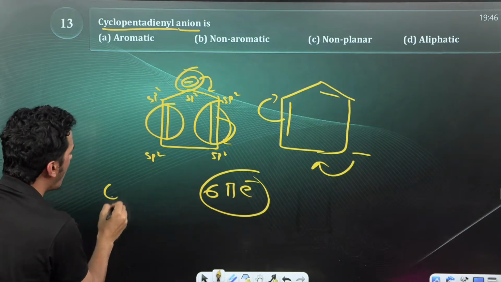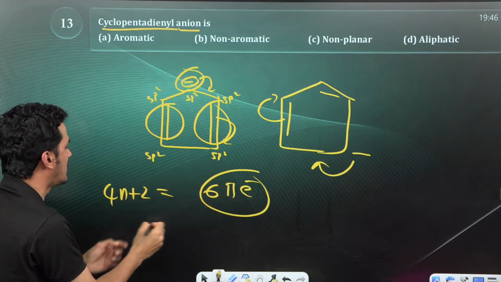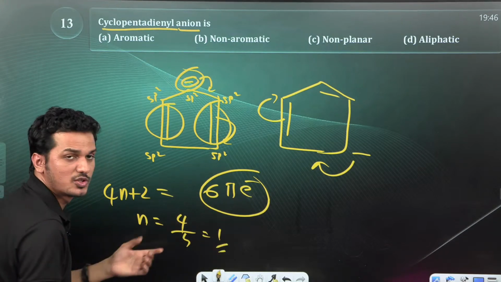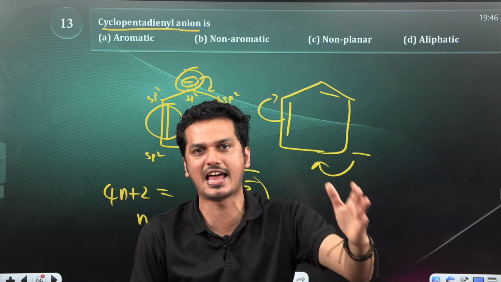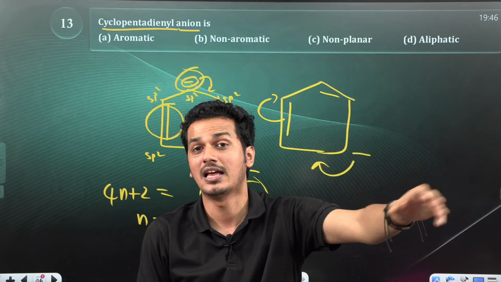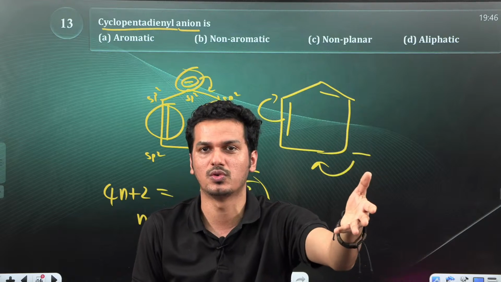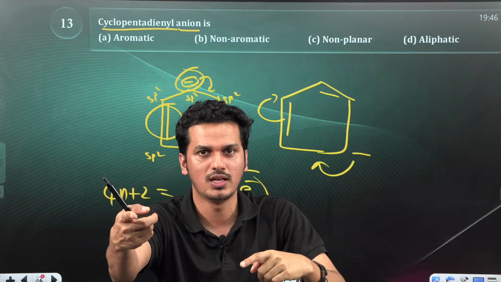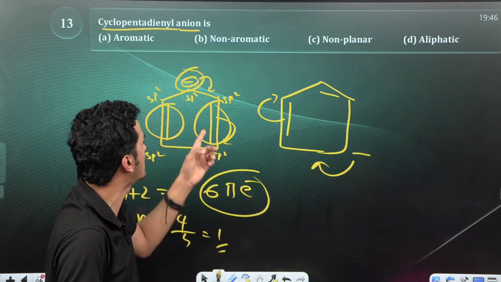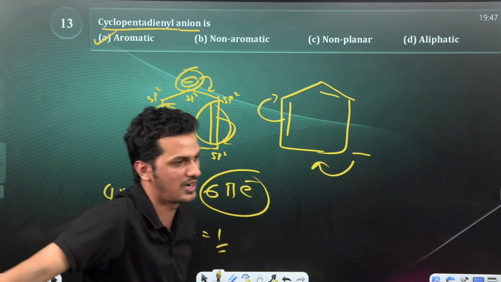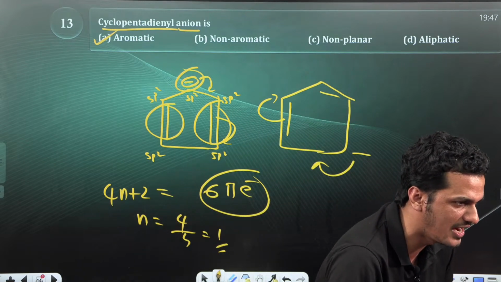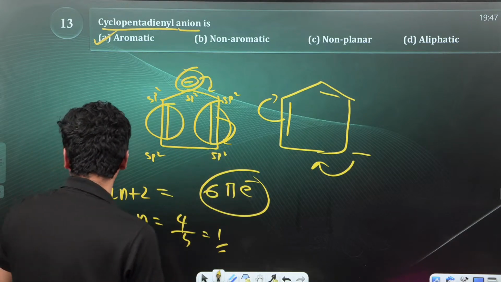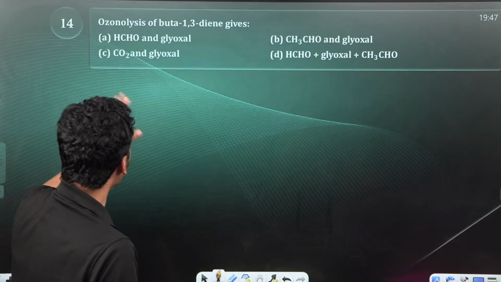So it obeys 4n plus 2 equal to 6. N equals 6 minus 2, which is 4, 4 by 4, that means 1. So n value is 1, so that is possible. 6, 10, etc. means a multiple of 4 plus 2. Multiples of 4 are 4, 8, 12, etc. That plus 2 pi electrons means they are aromatic. So this is the aromatic one. So option A is the correct one. Ready? All of you got it? Yes, Fahad, yes, got it right. Yes, aromatic, option A. That's it. Okay. Then we can move to the next question. This is the 14th question.